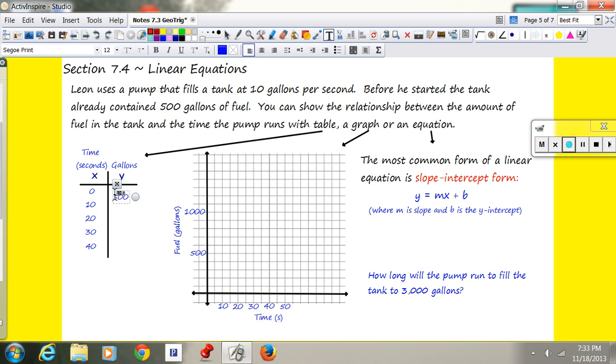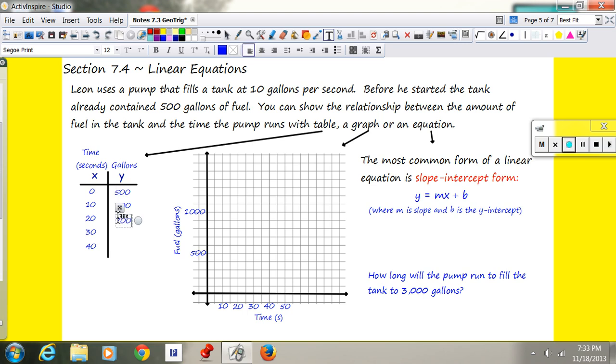Okay. 0 seconds would be 500 because that's what it started with. It says the tank had 500 gallons in it. So before it even started, it gets 10 gallons for every second. So at 10 seconds, 10 times 10, that'd be 100 gallons. So it would be up at 600. So for every 10 seconds, it'd be going up another 100 gallons.